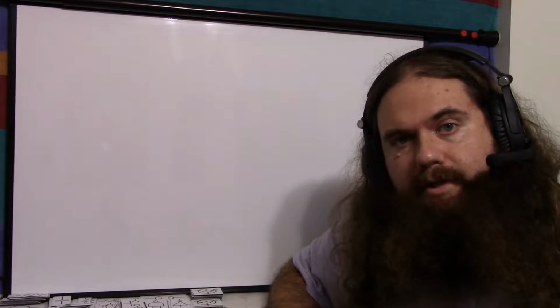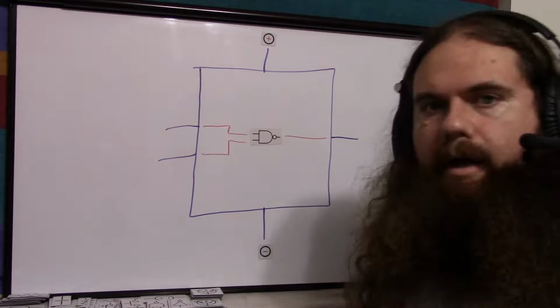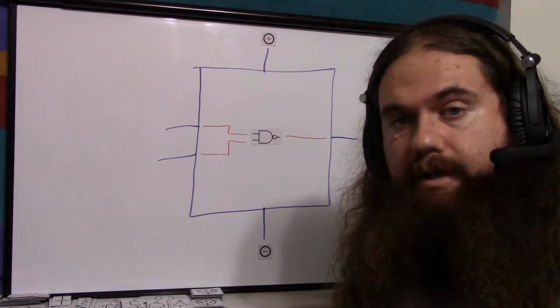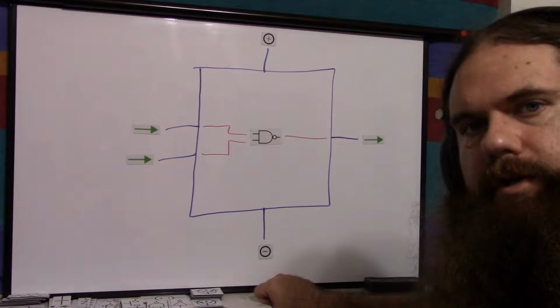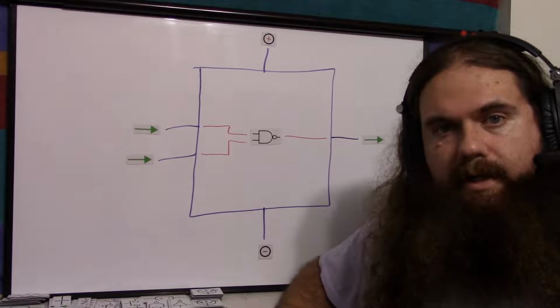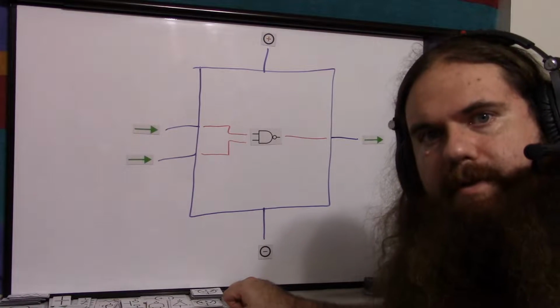So we know how an integrated circuit works that has logic gates in it. You power the chip, it has its internal connections to the gate, and you connect your inputs and outputs as desired. Nice and simple. But this is what you might call a normal chip. There's also a kind called open collector, as in the collector of a BJT, and NPN specifically.